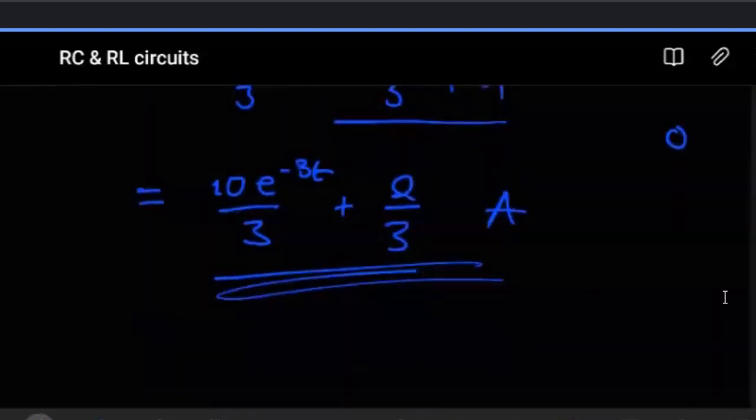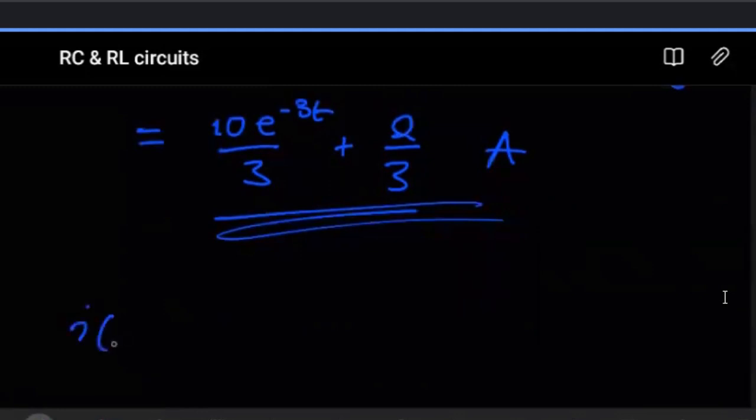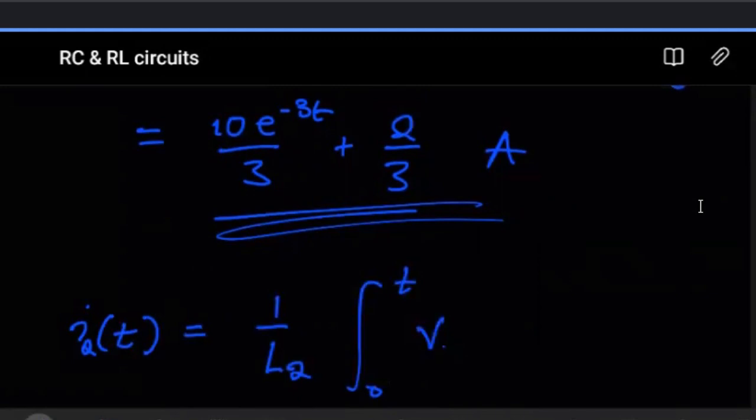So having finished that one, the last part is to find I2. I2 can be found in the same fashion. The only difference now is we'll just be using L2. So this is going to be 1 over L2, the integral from 0 to t of V2 dt.